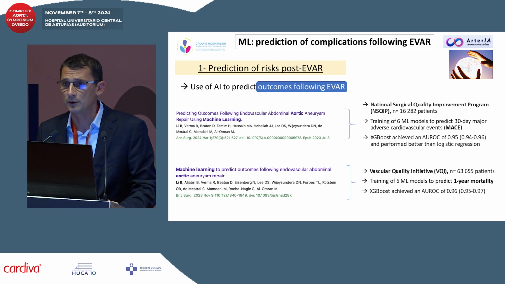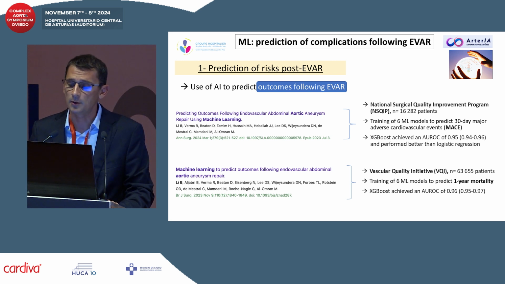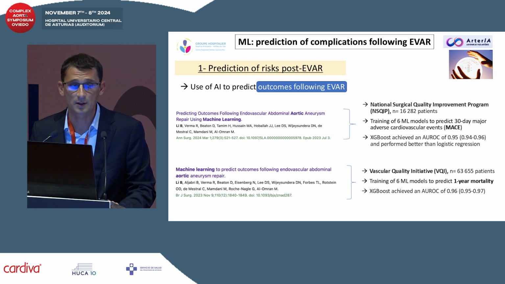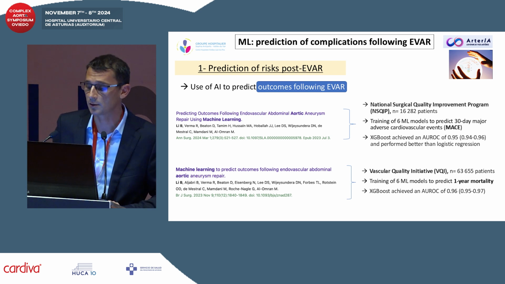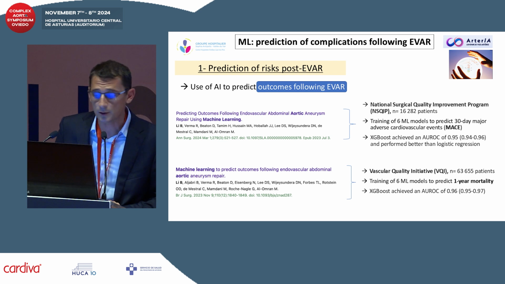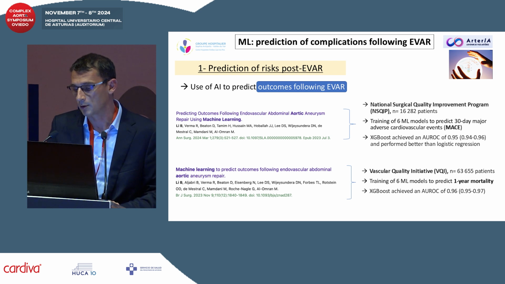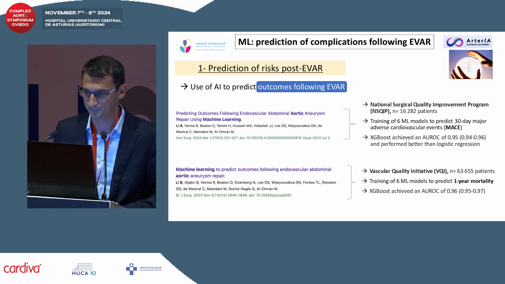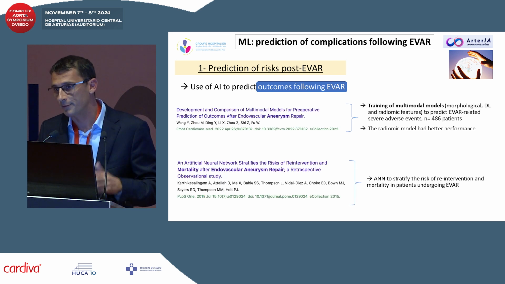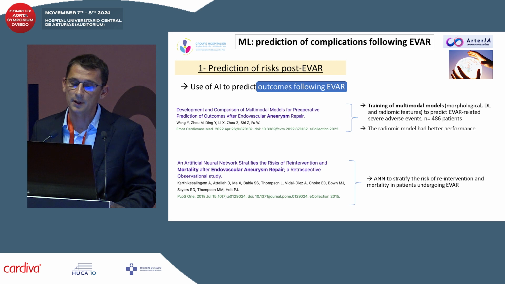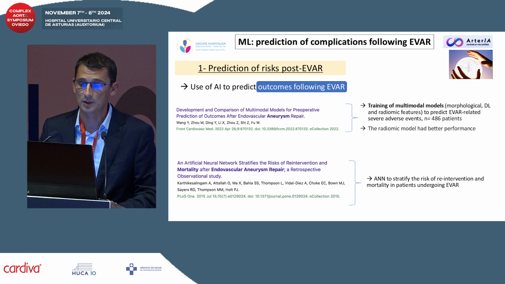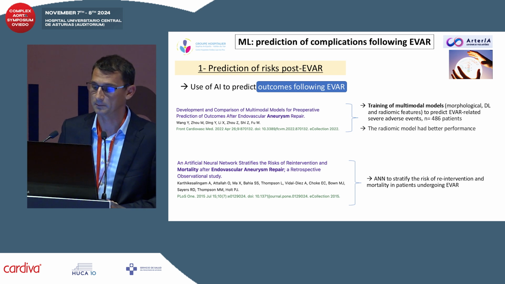And they also looked at the big registry, the VQI, with more than 63,000 patients, and again they trained 6 machine learning models to predict 1 year mortality, and also a really nice area under the curve at 0.96. We can find many papers now in the literature. They use mostly imaging data as input data.